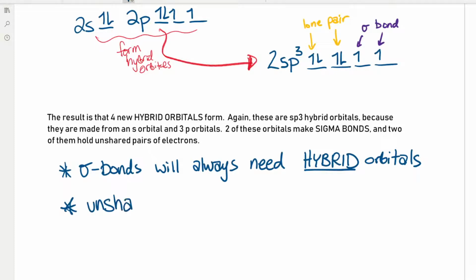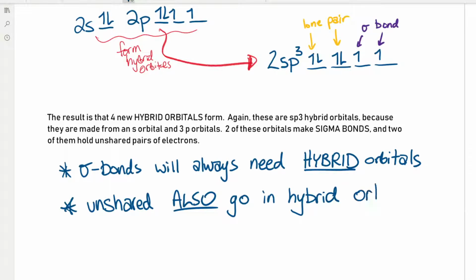Unshared electrons also go in hybrid orbitals. All right, so once something bonds, the unshared pairs also go in hybrid orbitals. So even if you're going to have some unshared electrons, that hybridization is still going to happen. Those orbitals have to come together.